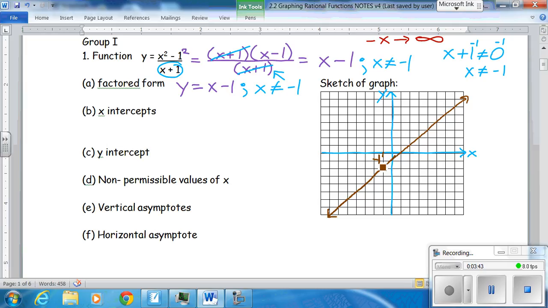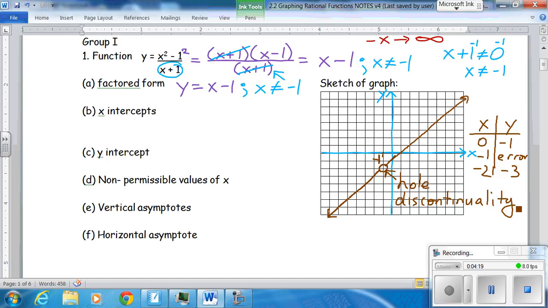Okay, now that you found x equals minus 1, your table of values here shows that there's an error. Here is minus 1. So it goes x is 0, y is minus 1, x is minus 1, y is an error. There's a hole, or the technical term is discontinuity, at minus 1 comma minus 2. This line does not exist. That's important to note.